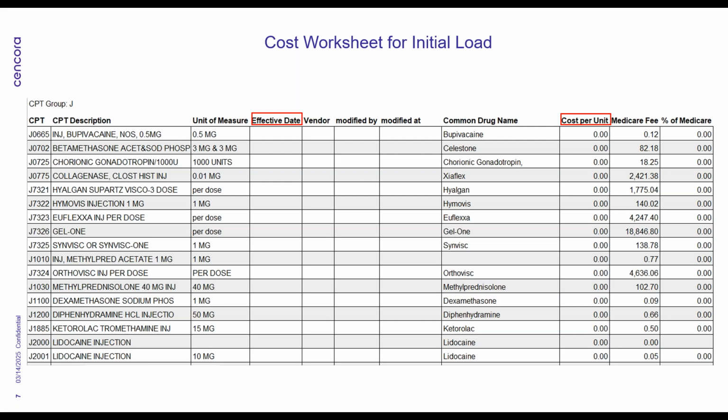All you need to enter is going to be the effective date and then the cost per unit. If you want to enter your vendor, you certainly can, but that's not necessary. And then you could email that worksheet over to support and we'll enter all those costs for you. So if you've not entered any costs, if you're one of those specialties that hasn't entered any costs, I really encourage you to do this because I think you're going to see the benefit of having the costs entered in here when we start looking at these reports.